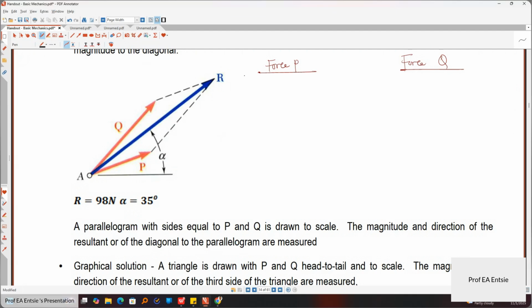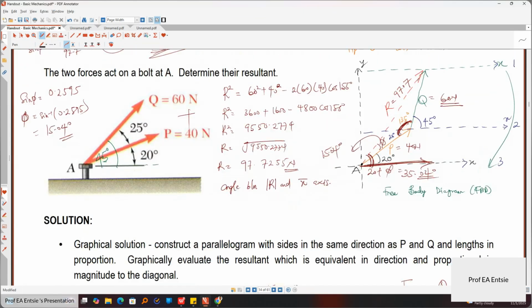P can be resolved in the X and the Y, so that is Px and Py. Q can also be resolved in the X and the Y. Alright, so that's basically what it means.